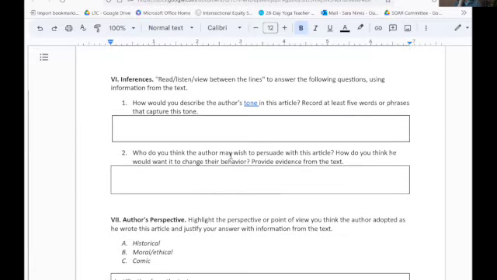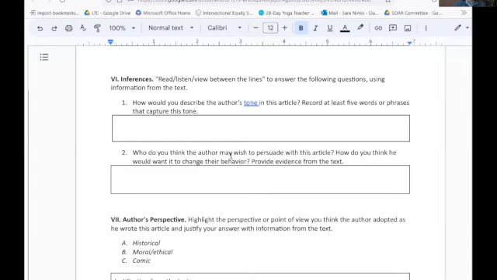And then inferences. This is another section, and that's another intermediate, advanced, superior level skill, depending on the text and how often they're able to draw inferences. But okay, now you've read this whole text. What can you draw from it? What kind of interpretation can you make? Some of those might have to do with tone. So, some words and phrases that capture how you would describe the author's tone.